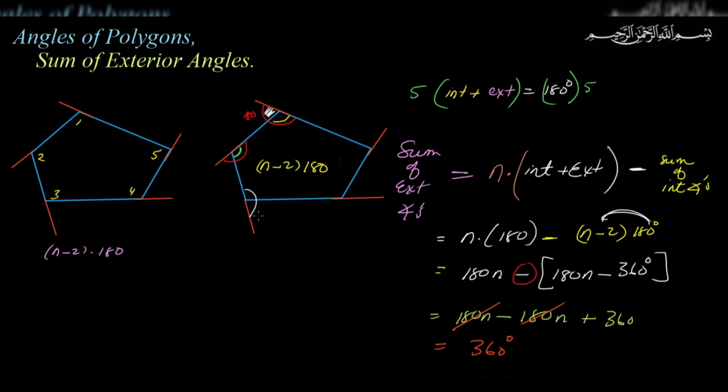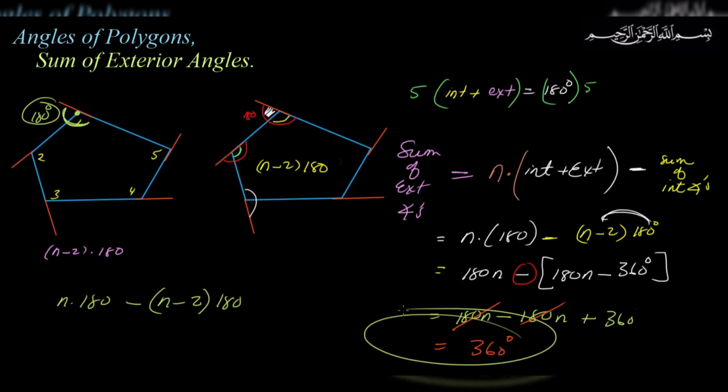Ta-da! So we have proven here that the sum of exterior angles is always going to be 360 degrees. The way we did that is we said for every vertex, these two pairs, the best buddies, interior and exterior angles, add up to 180 degrees. Since there are n of those, n times 180 degrees is the sum of both interior and exterior. From that, if you subtract away the sum of all the interiors, you get the sum of exterior angles, and it always turns out to be 360 degrees. So that's our proof that the sum of exterior angles is always 360 degrees.